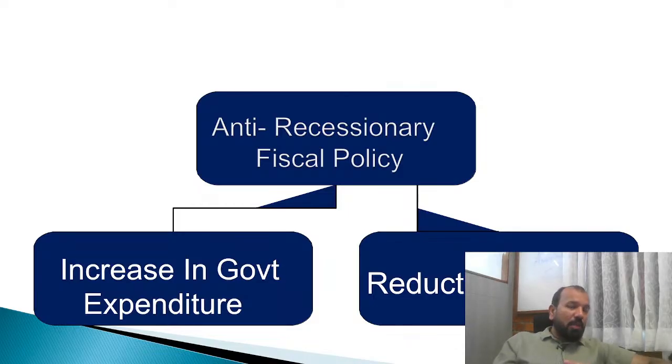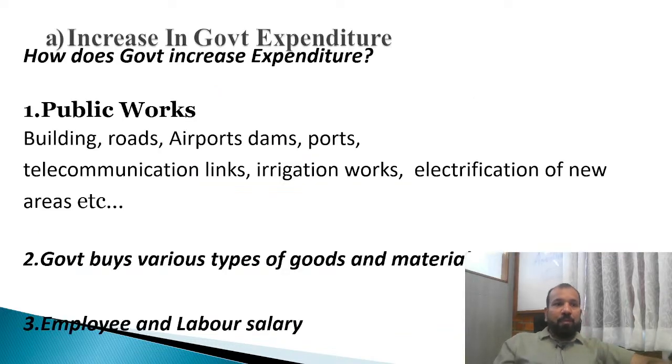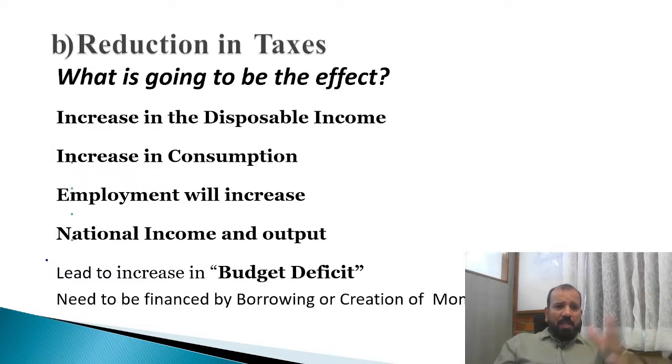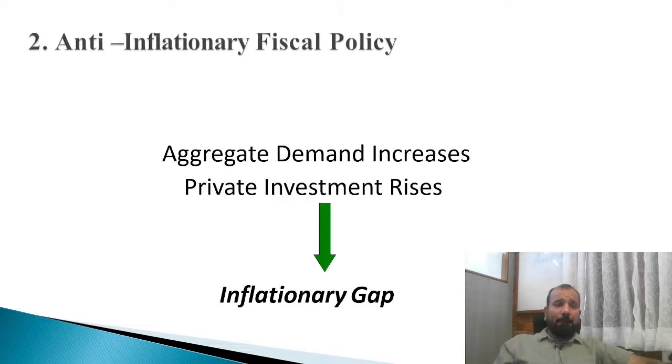In anti-recessionary fiscal policy, what we do, we already discussed: increase the government expenditure. The government has to increase expenditure in terms of subsidies, infrastructure, roads, airports and shipping, and reduction in the taxes also. Clear? This is all about the same as what we are discussing. And in terms of anti-inflationary, if there is more inflation in the market, then aggregate demand increases. Why inflation? I already discussed the demand and the inflation. If there is less supply, there is more demand as compared to the supply. Once the aggregate demand increases, private investment rises. Once the private investment rises, there will be an inflationary gap.